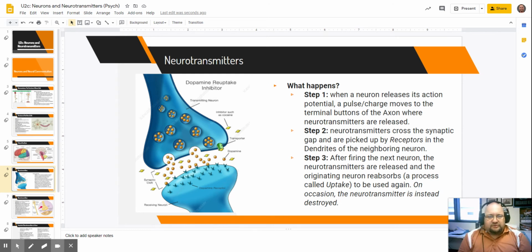We'll address that in another discussion. Okay, but the terminus releases these neurotransmitters, and each key fits in a specific lock in the dendrite of the neighboring cell. So some dendrites can only receive this type of neurotransmitter. Others can only receive this kind of neurotransmitter. So depending on the chemical makeup, different signals or switches are turned on.